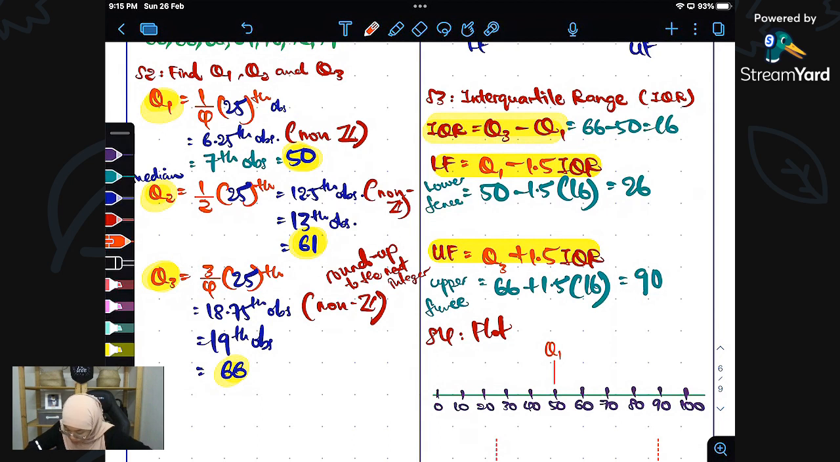Q2 is 61. So I label it here. Lukis dan terus label lah. This is Q2. Q3 is 66, and maybe around here. This is Q3. So setiap kali lukis, terus label.